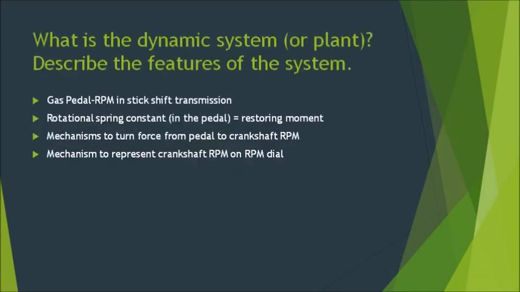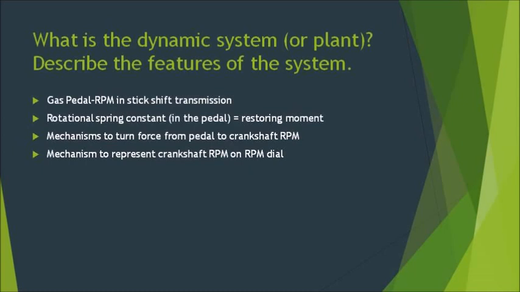So what is our dynamic system? Our dynamic system is a mechanism that turns the angle on the gas pedal into revolutions per minute as displayed on the dashboard dial. For simplicity purposes, our system will consist of the mechanism that turns the angle of the pedal to the revs per minute of the crankshaft, and also the mechanism that measures the crankshaft's revs per minute and displays it on the dial.